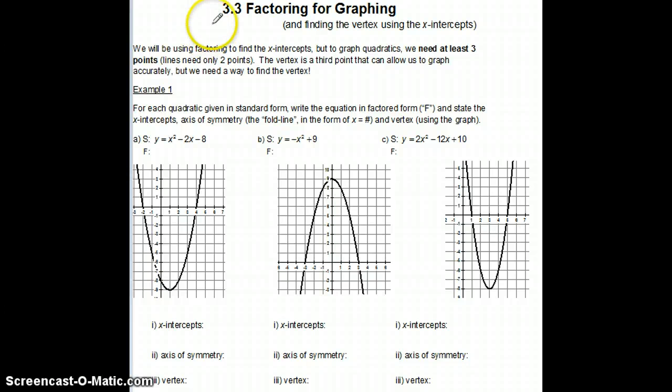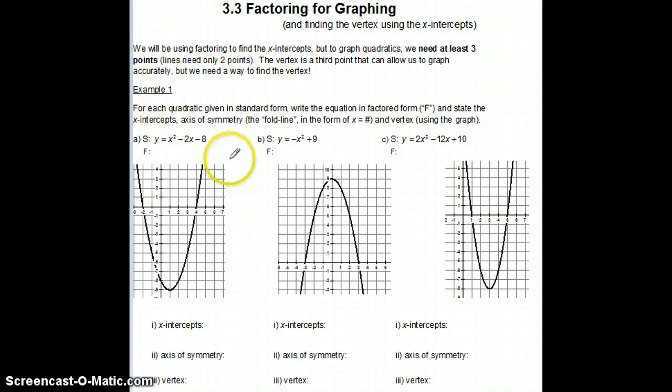Here we go. What I want to do is make use of factoring. So what's the point of factoring? We saw that you can find the x-intercepts by factoring. So now if we have the x-intercepts, we can graph. One of the things is if you find the x-intercepts, you also need to find another point. We need 3 points to graph a quadratic, unlike lines where you need only 2 points. So we're going to be using factoring to find x-intercepts, and then we're going to be using the x-intercepts to find a vertex and then graphing.